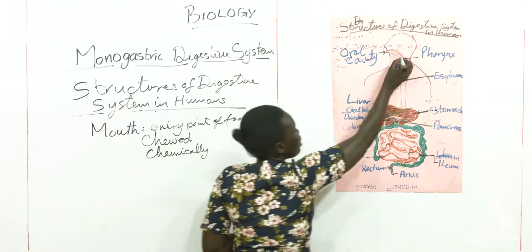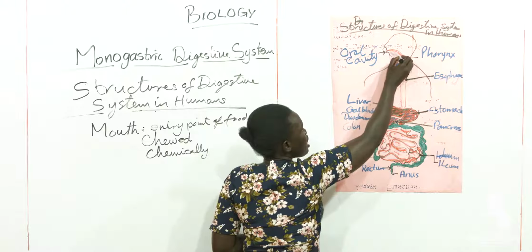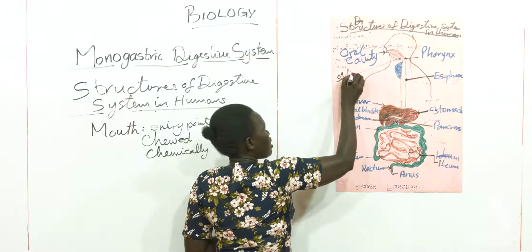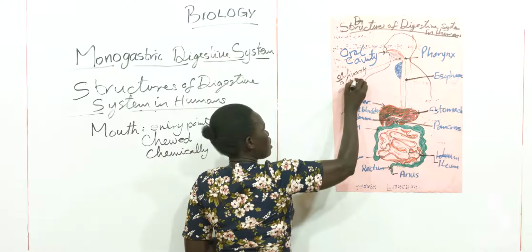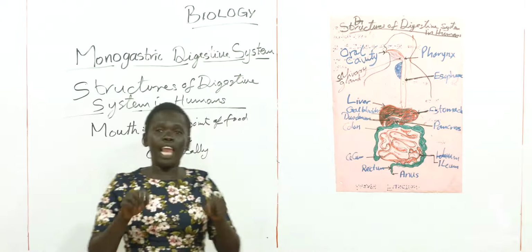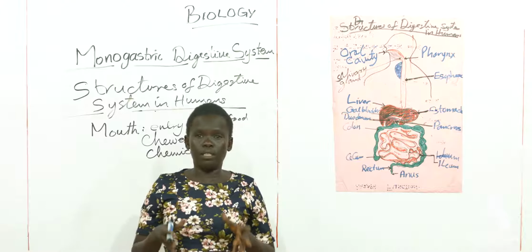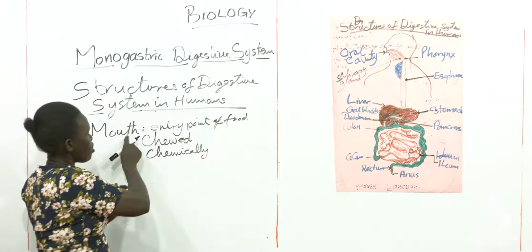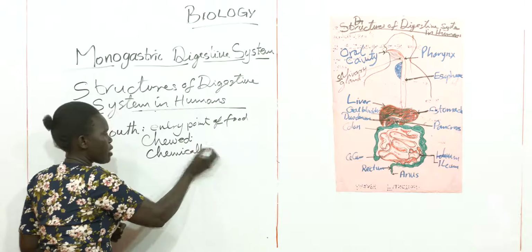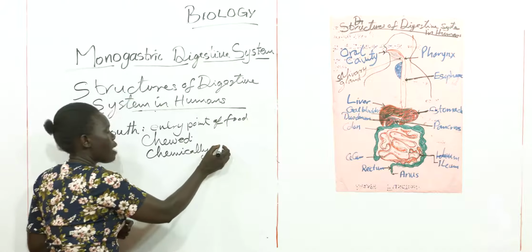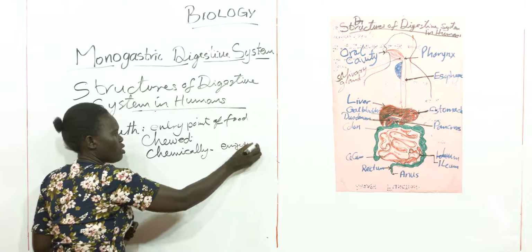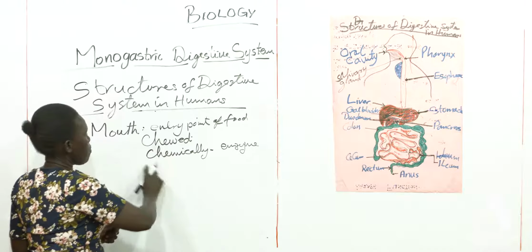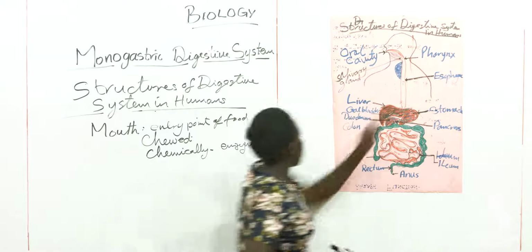Because from the structure here, this is the salivary gland. The salivary gland is the one that secretes the saliva. Saliva is a watery substance that contains enzymes. So in the mouth, the food is broken down physically and chemically, because in this saliva there are some enzymes that can break the food down chemically. Then the food will pass from the mouth to the pharynx.